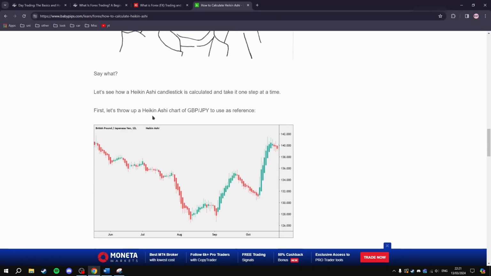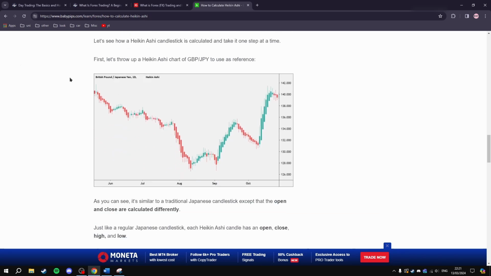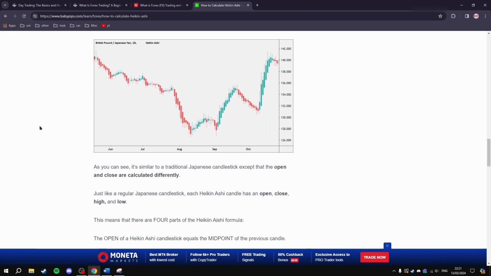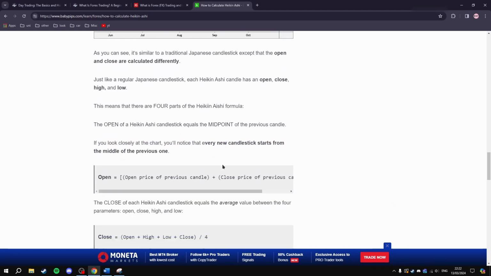First, let's throw up a Heikin Ashi chart of GBP JPY to use as reference. So that same exact chart we saw in the last lesson, I think. As you can see, it's similar to a traditional Japanese candlestick, except that the open and close are calculated differently. Just like a regular Japanese candlestick, each Heikin Ashi candle has an open, close, high and low.